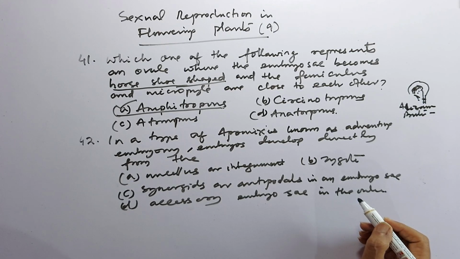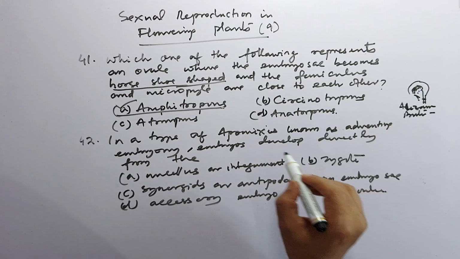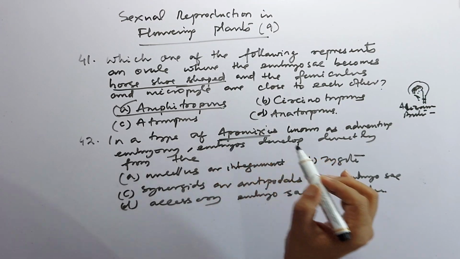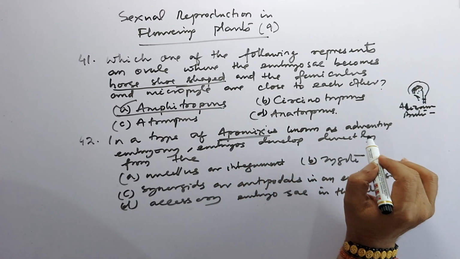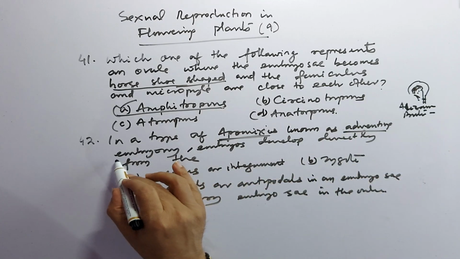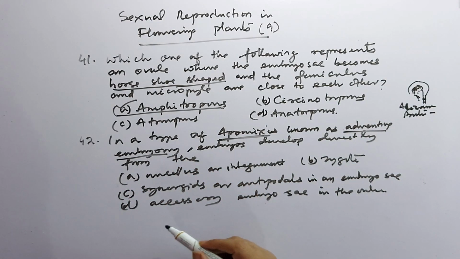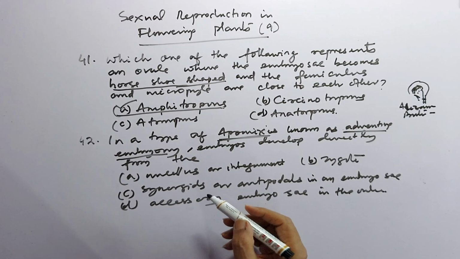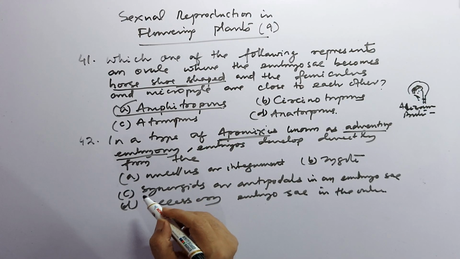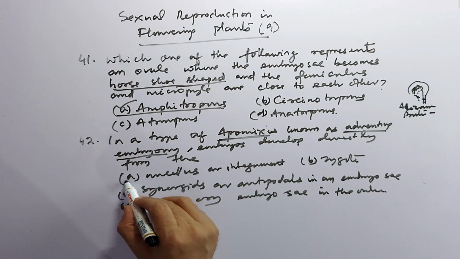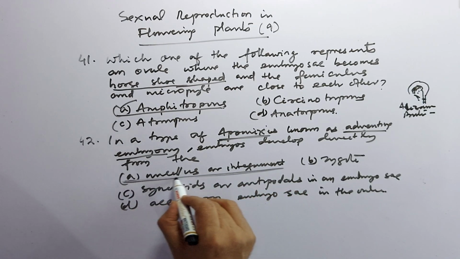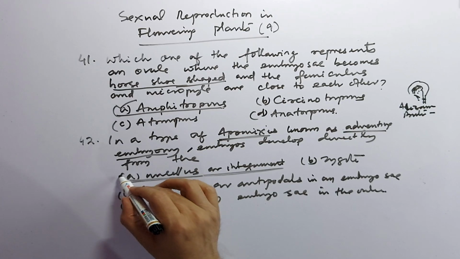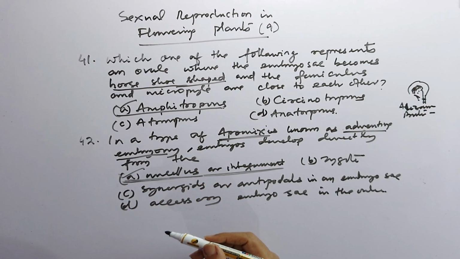So particularly this apomixis, you know, mimics sexual reproduction, and adventive embryony is very important. Here what happens is the nucellar cells or integumentary diploid cells enter into the embryo sac and develop into the embryo. So this is the correct answer.